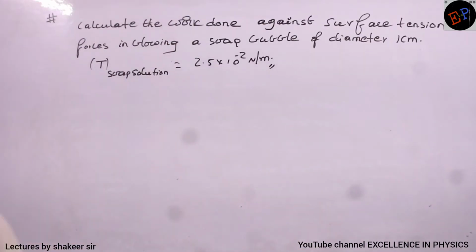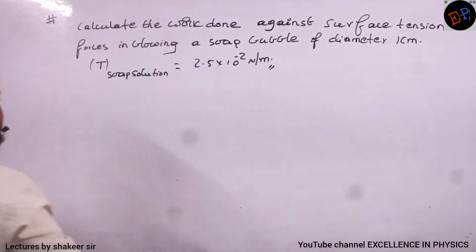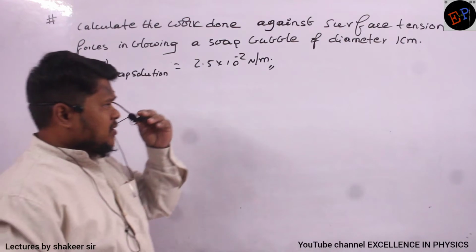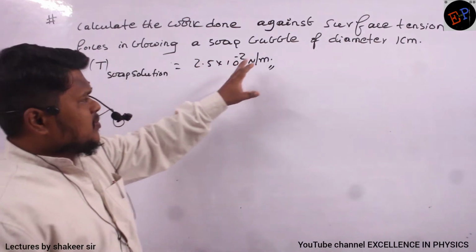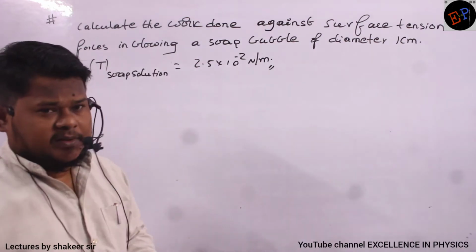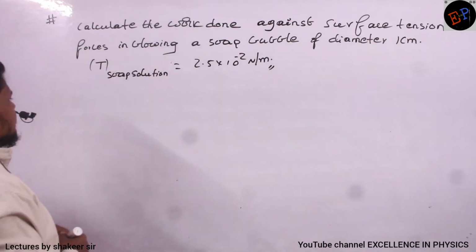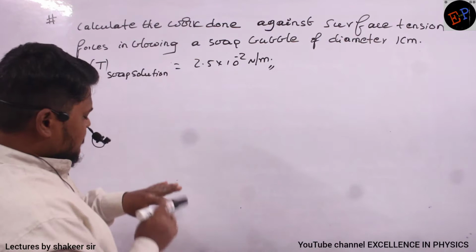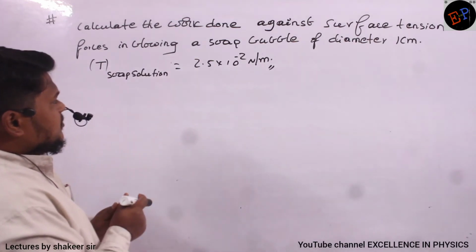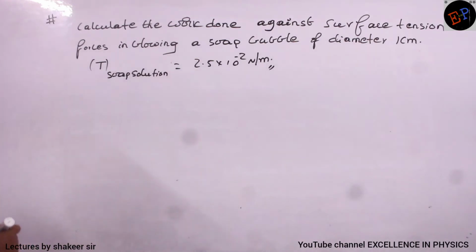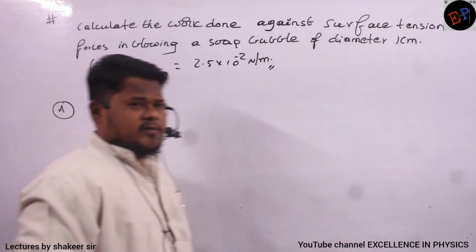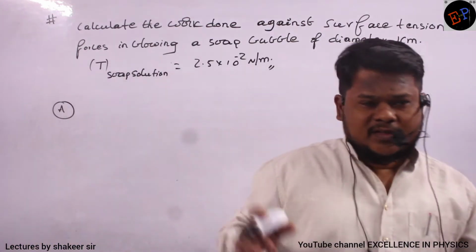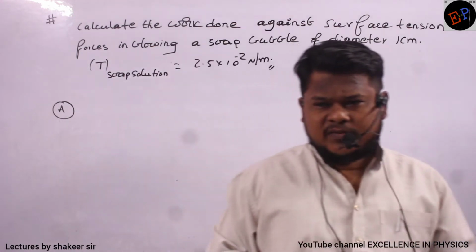See this question. Calculate the work done against surface tension forces in blowing a soap bubble of diameter 1 centimeter. The surface tension of the soap solution is given as 2.5 into 10 power minus 2 Newton per meter. So how can I do this calculation? Here, what is the work I am doing, can you say? What work are we doing here?